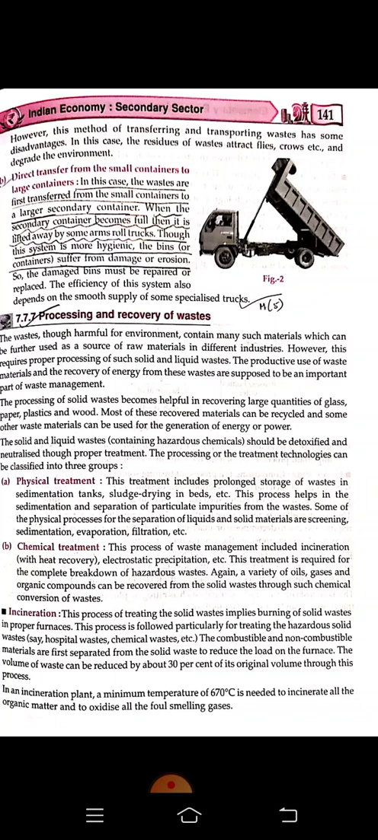This process helps in the sedimentation and separation of particular impurities from the waste. Next is the chemical treatment. This process of waste management includes incineration with heat recovery, electrostatic precipitation, etc. This treatment is required for the complete breakdown of the hazardous waste.